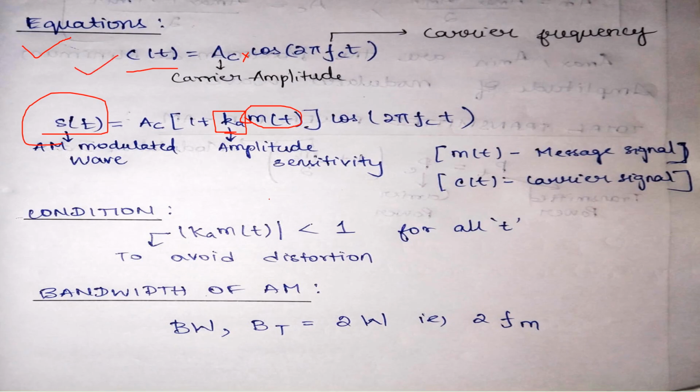Then moving on to the condition. In order to maintain a distortionless wave, that is to avoid distortion, we have to maintain this condition. That is modulus of Ka M of t should be maintained less than 1 for all values of t in AM modulated wave. This is necessary to avoid the distortion. Then moving on to the bandwidth of the AM modulated wave. The bandwidth is nothing but 2 into W or 2 FM.